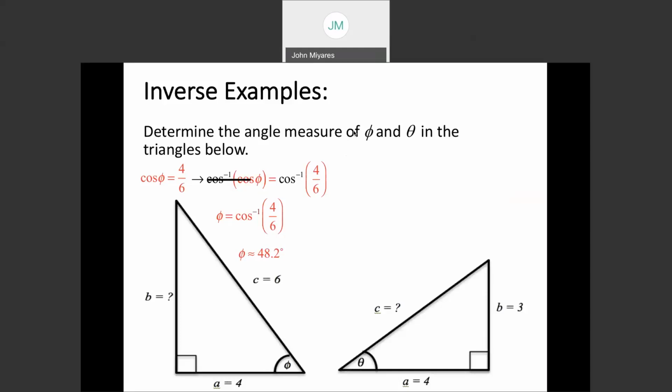So since we're given the opposite and the adjacent, we're going to want to use the tangent ratio to get the tangent of theta equals 3/4. Again, in order to get theta by itself, we'll want to take the inverse tangent of both sides. That will cause the tangent to cancel out on the left, which leaves us with theta equals the inverse tangent of 3/4. Running that through the calculator gives theta equals 36.87 degrees.